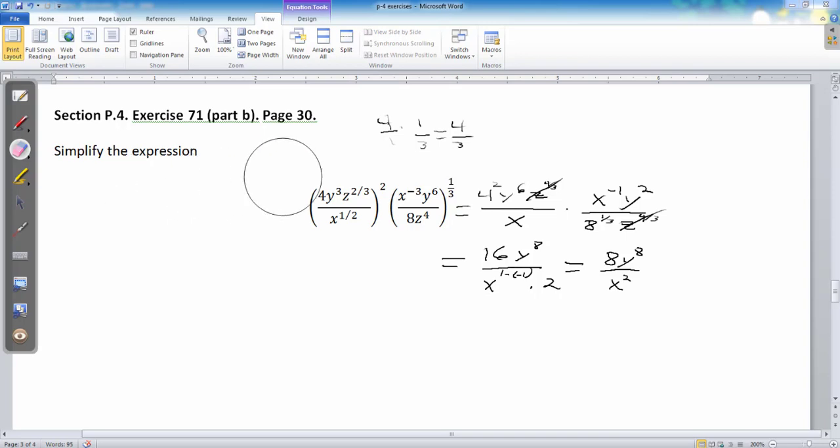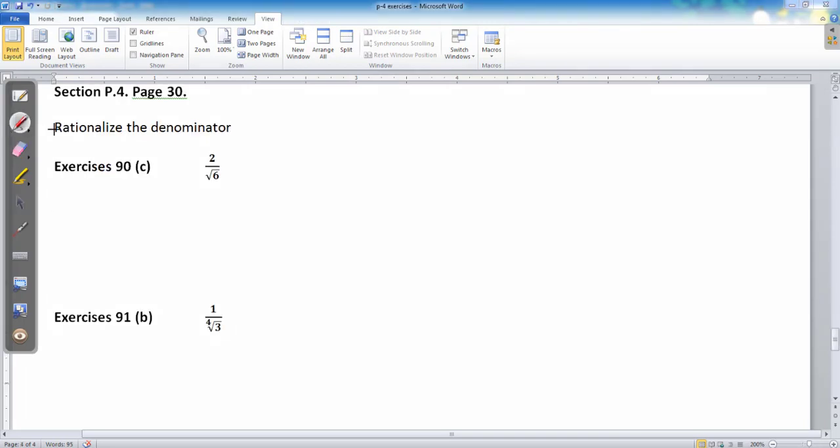And we're moving on. Several quick fire exercises here from page 30. 90C. On these problems, we are rationalizing the denominator. What that means is we are trying to get the root off of the bottom. Rationalize the denominator literally means turn the denominator into a rational number. So that's what we're going to do.